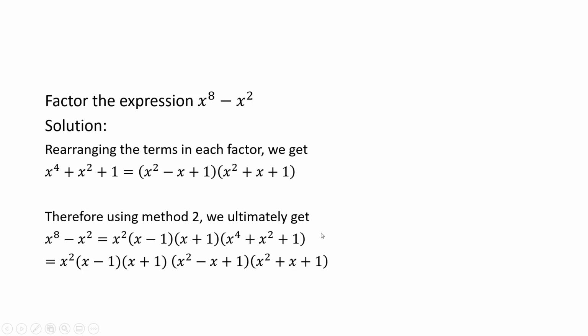So then going back to what we had in the second last line on this slide using method 2, we had x squared times x minus 1 times x plus 1 times x to the 4 plus x squared plus 1, which is really x squared times x minus 1 times x plus 1 times x squared minus x plus 1 times x squared plus x plus 1.